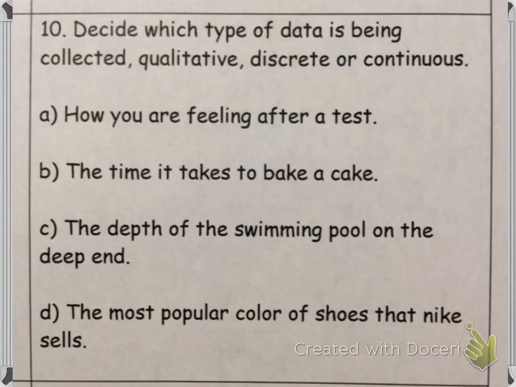Number 10. Decide which type of data is being collected: qualitative, discrete, or continuous. Okay, so qualitative, if you remember, has to do with the senses, like touch, taste, feel, that kind of thing. Discrete is counting, like 1, 2, 3. And continuous really is anything like decimal point numbers or things that you can't count like 1, 2, 3, but they're measurable.